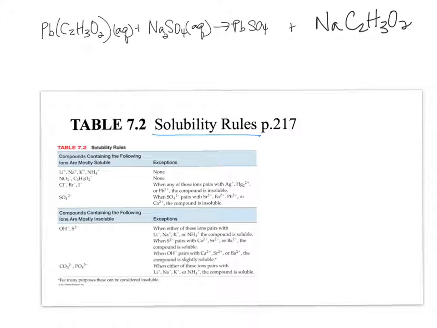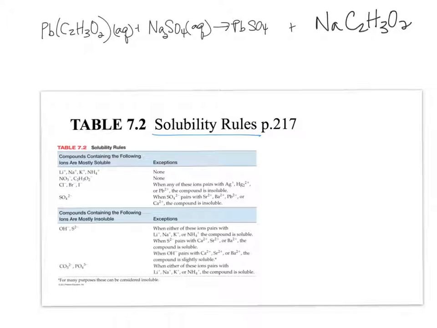Here is our next example. We have lead and acetate coming together to create lead acetate. Lead is the positive ion and acetate is the negative ion. And it is reacting with sodium sulfate. And both of these compounds are aqueous. They're going to react with each other to create lead sulfate. So the positive ion from lead acetate, which is the lead, is going to combine with the sulfate, which is the negative ion from the second compound. And then the sodium ion is going to combine with the acetate. So we're just recombining the ions.